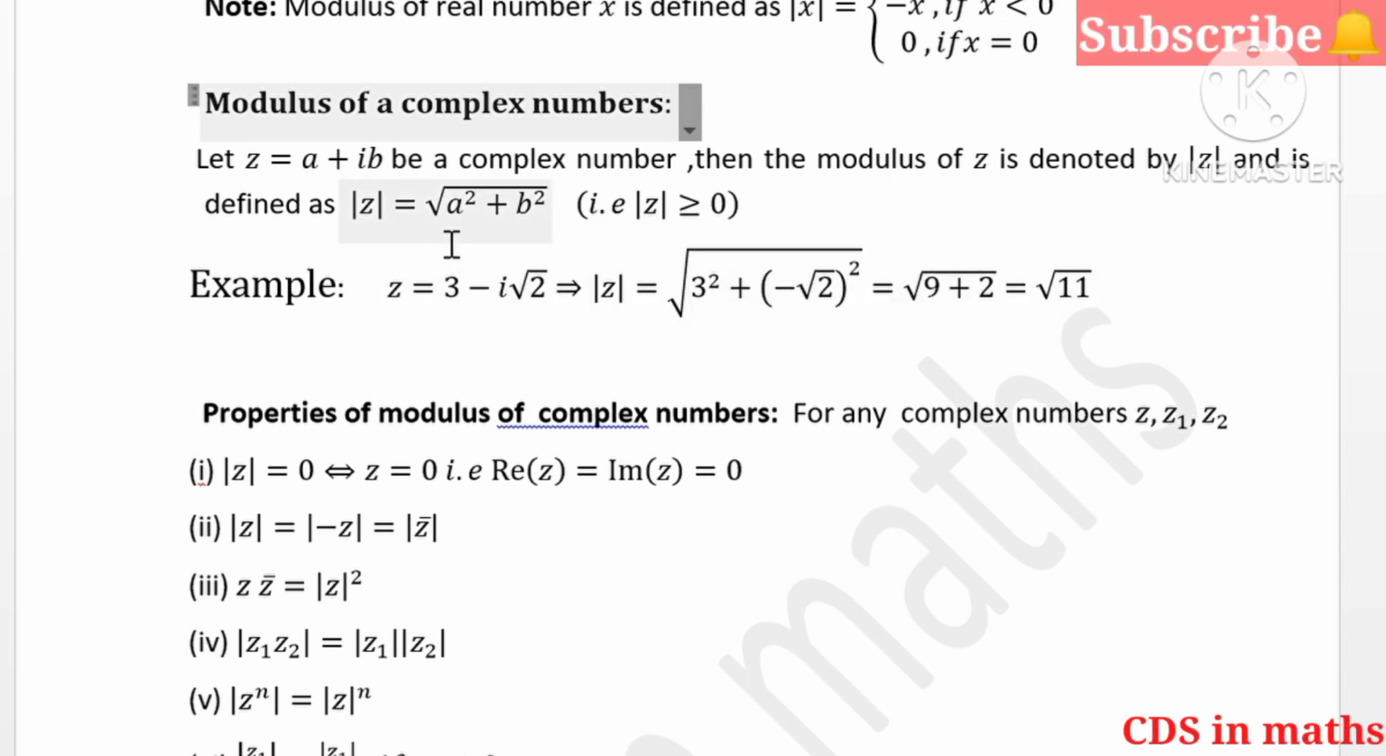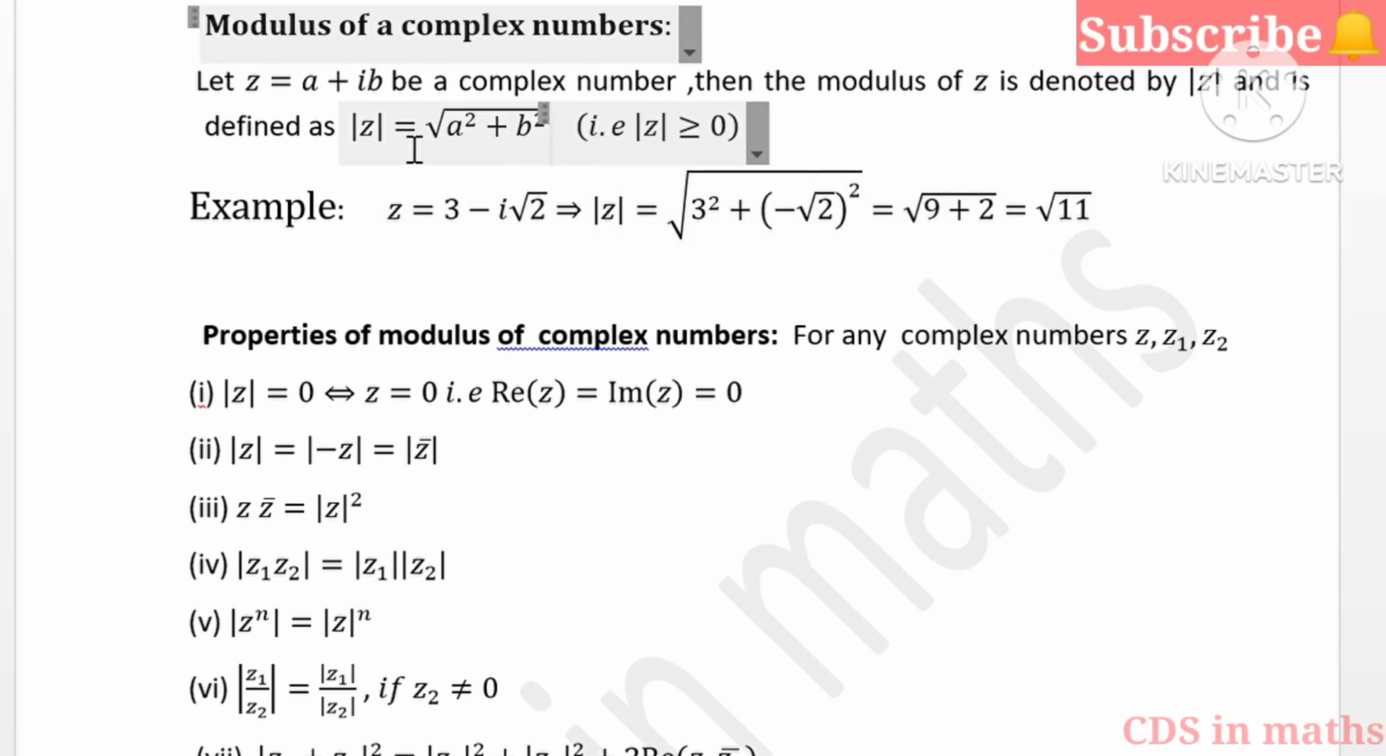What is the definition? Under root a square, where a is the real part, plus b square, where b is the imaginary part. So under root a square plus b square, and a and b are both real. So a square is positive, b square is also positive. By the real number definition, the sum of two positive quantities is positive. Under root of a positive quantity is always greater than or equal to 0, which I explained in my earlier videos. Under root of anything is always positive. So this is the definition of mod of z.